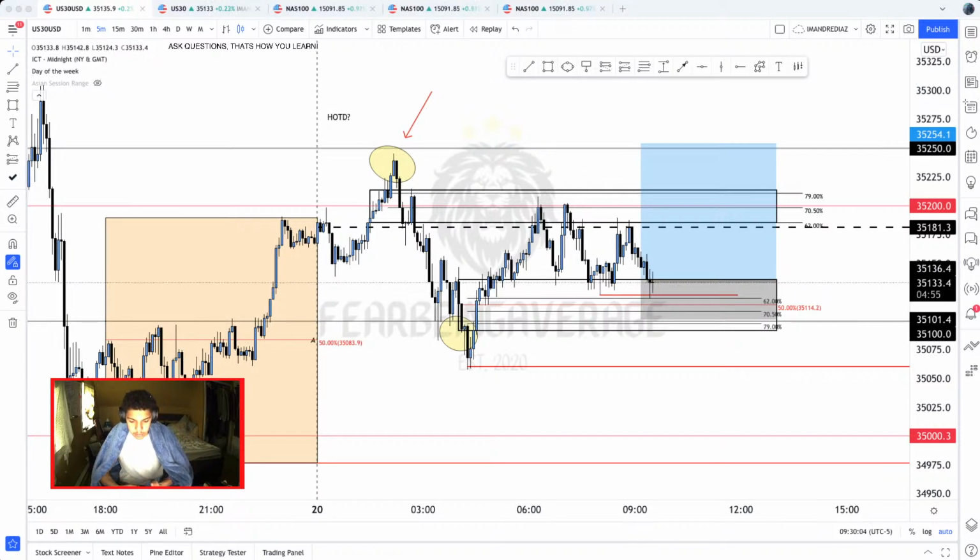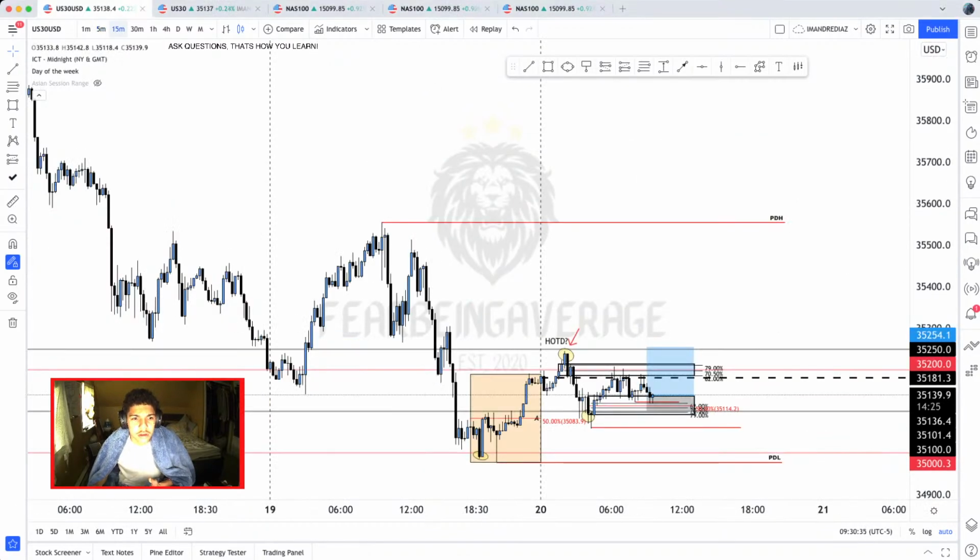Set my stop loss in place. Stop loss is going to be right above 35,100, which would be about right. I'll say like right here. Move the stop loss there. Where's that on the 15-minute?